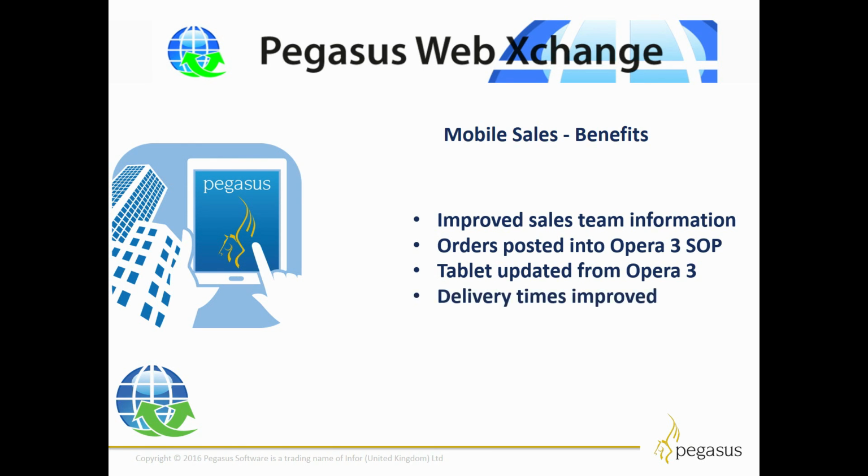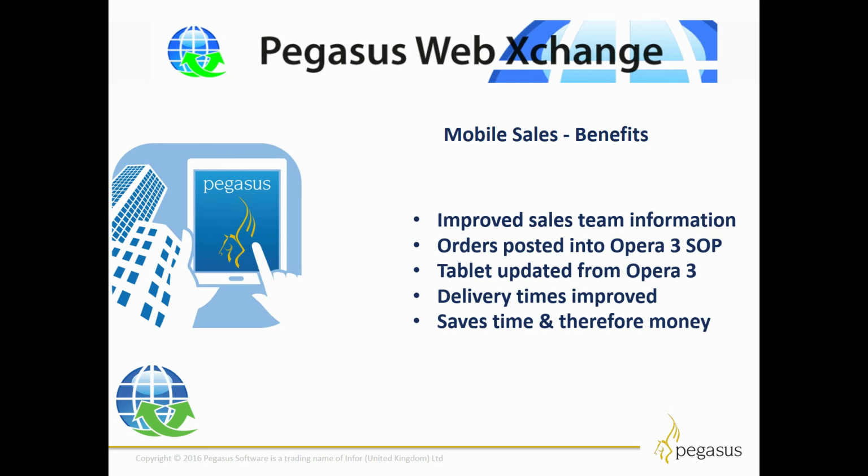Improving the efficiency of the SOP system will inevitably improve delivery times to the customer. That, coupled with the fact that the sales team know which products are in stock, means that they can confidently promise a delivery date to the customer, which therefore increases the customer satisfaction of the service that's being provided.